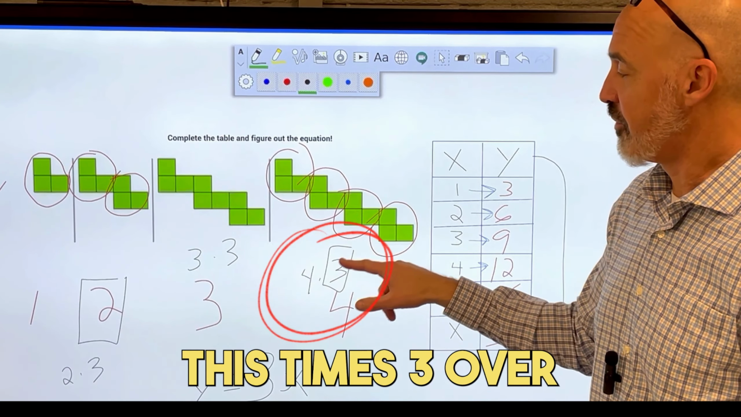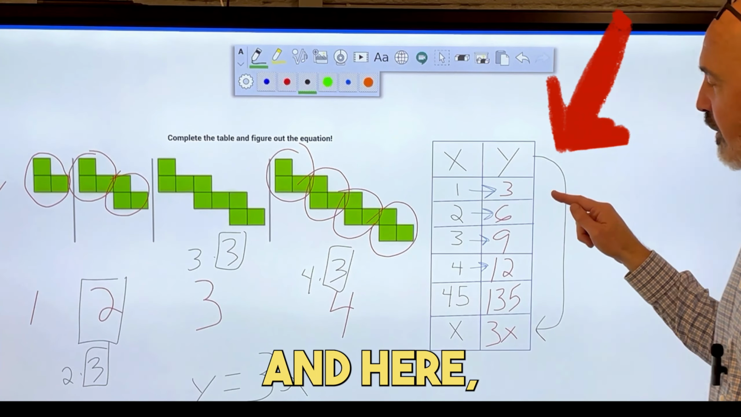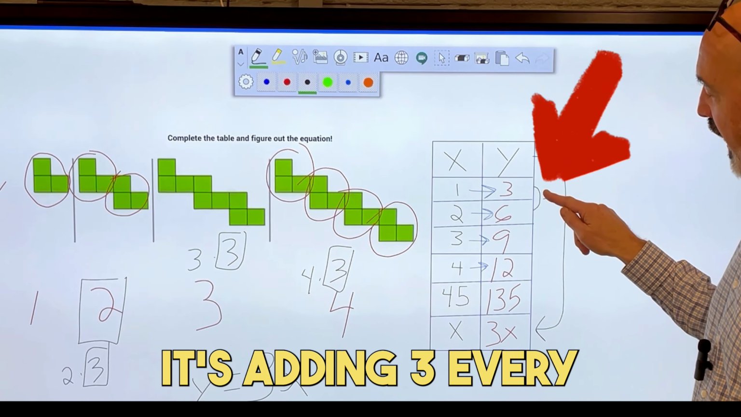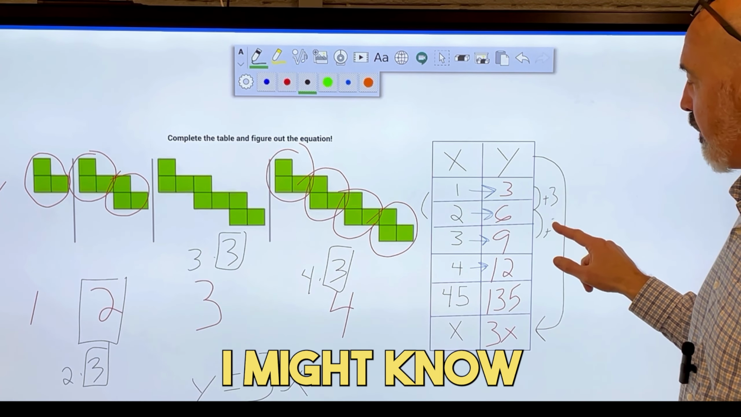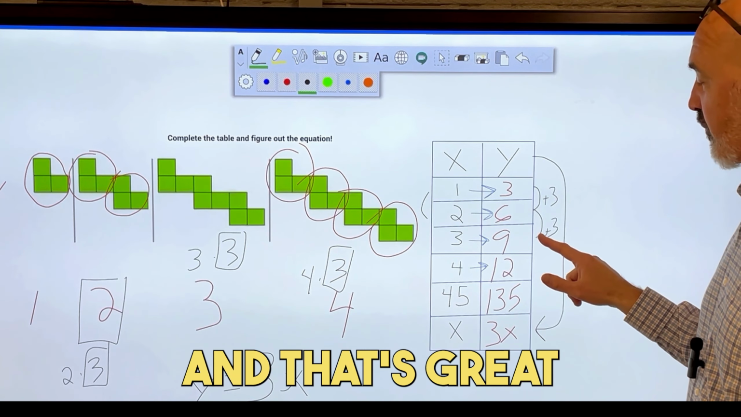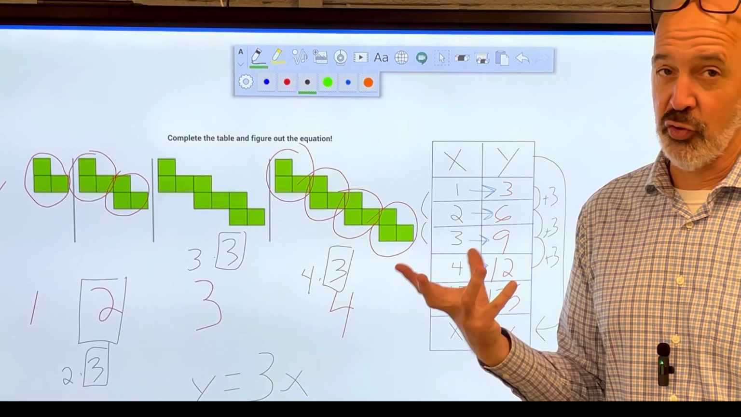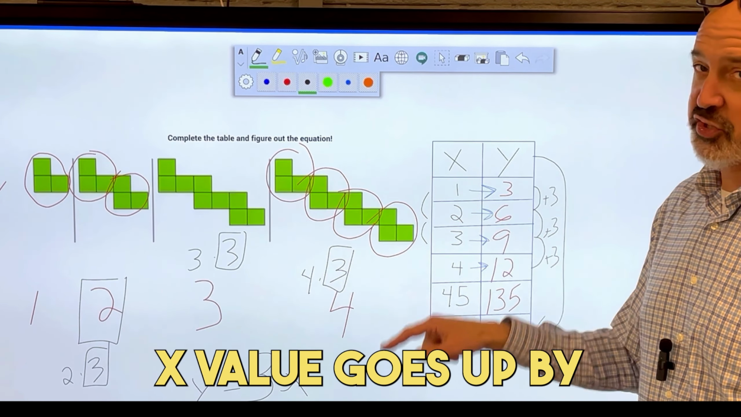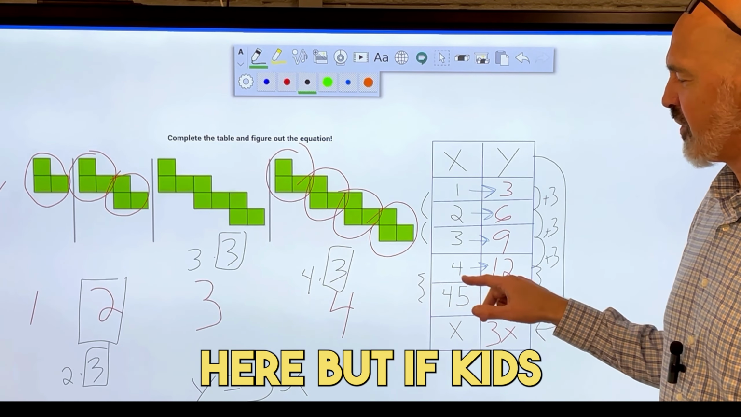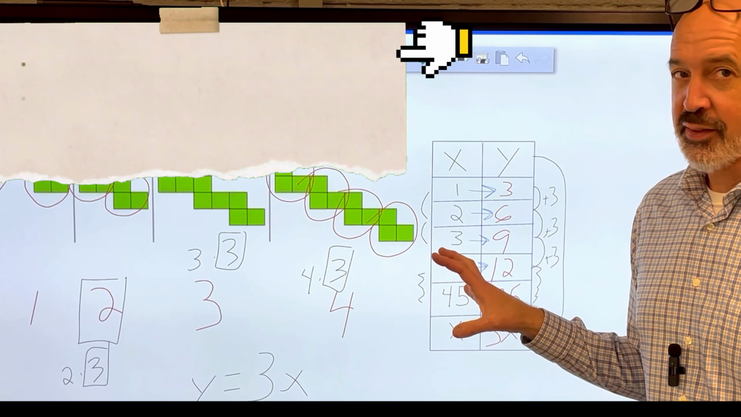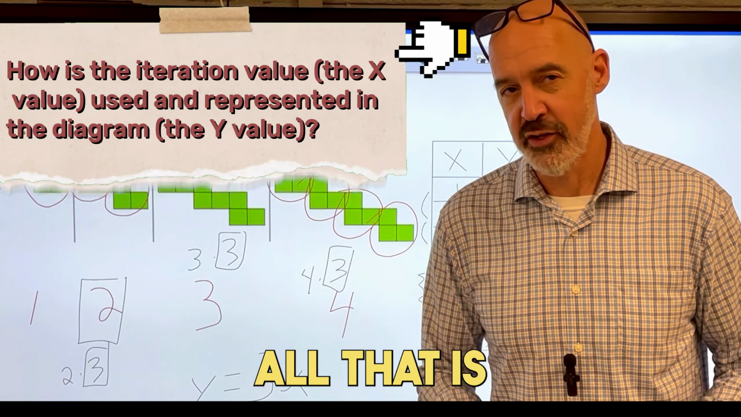So they're seeing this times 3 over and over again. That becomes part of the pattern. And here it's growing. It's adding 3 every time you go up 1 on the x value. Now, you and I might know that's the slope, and that's great for kids to start to understand, but they should also recognize it's only adding 3 every time when the x value goes up by 1. That pattern is obviously destroyed here. But if kids can understand that this is repeated addition, which is multiplication, all that is related.